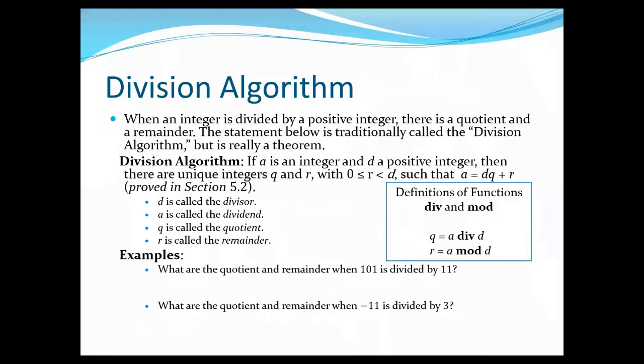So let's have this first example. What are the quotient and remainder when 101 is divided by 11? Using A is equal to DQ plus R, 101 is A, 11 is D. So what will be the values of Q and R that would satisfy this equation?